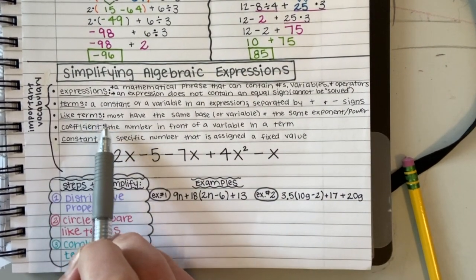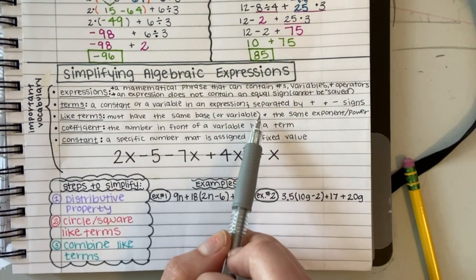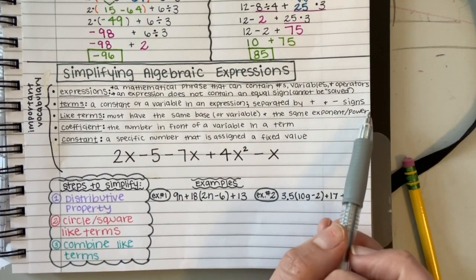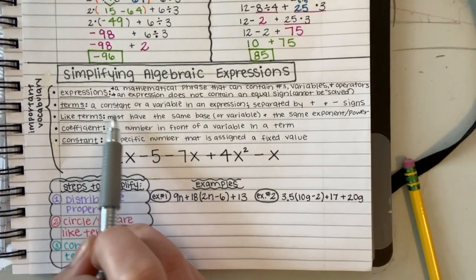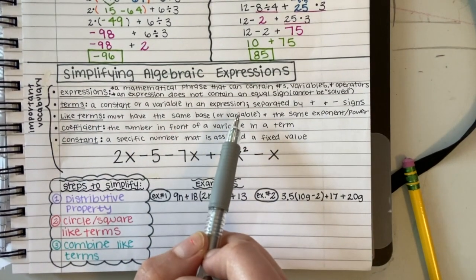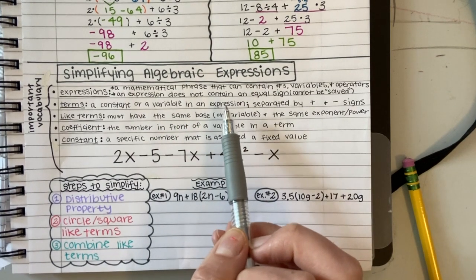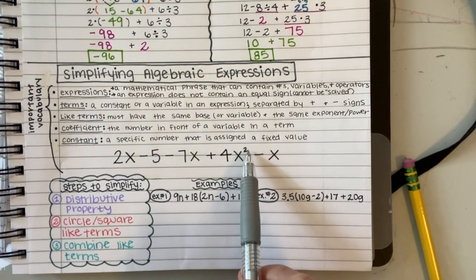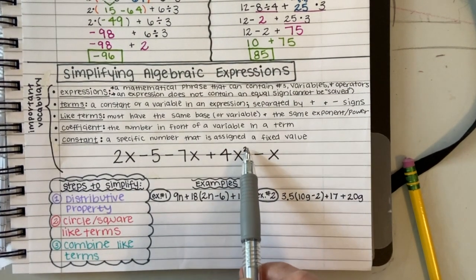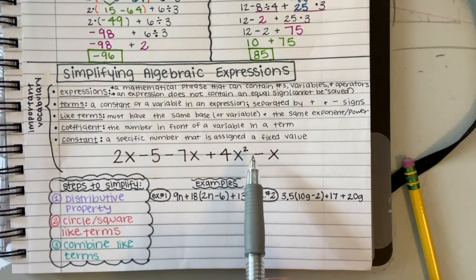Like terms must have the same base, so the same variable, and that variable needs to have the same exponent, which is the same thing as a power. So in order to be a like term, the letter needs to be the same, which is our variable, and that letter needs to have the same little number above it. You have to have the same letter, same little number. So same variable, same exponent. That creates a like term.